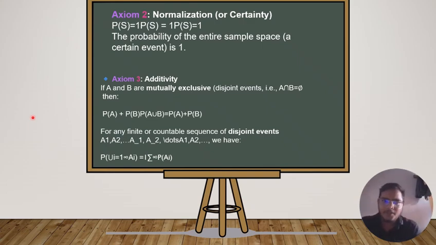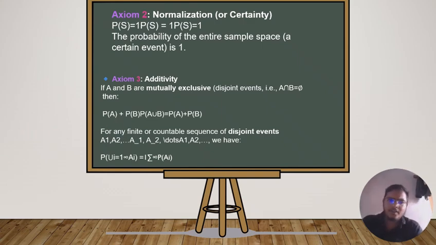Axiom 3: additivity. If A and B are mutually exclusive, meaning they are disjoint sets, then A intersection B is equal to the empty set. Then P of A union B is equal to P of A plus P of B, as seen in the formula.